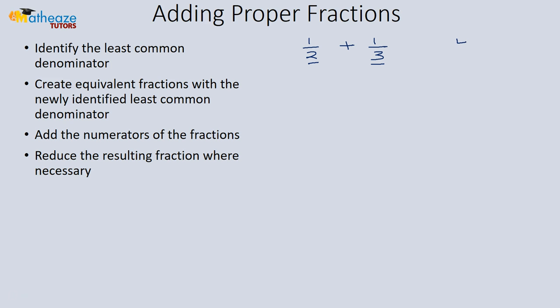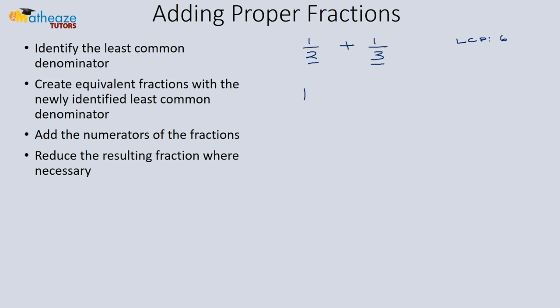So let's take note of this. LCD is 6. So what we're going to do now is look for a way to create equivalent fractions for 1 over 2 and 1 over 3 with a denominator of 6. So the question you want to ask yourself is, what do I need to multiply 2 by to get to 6? The answer would be 3.